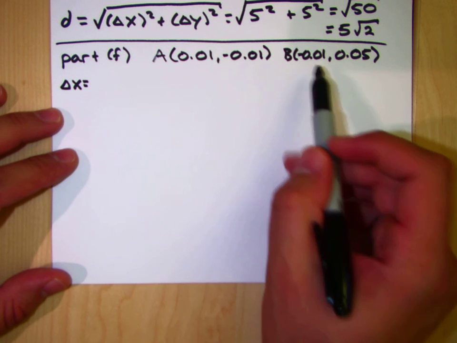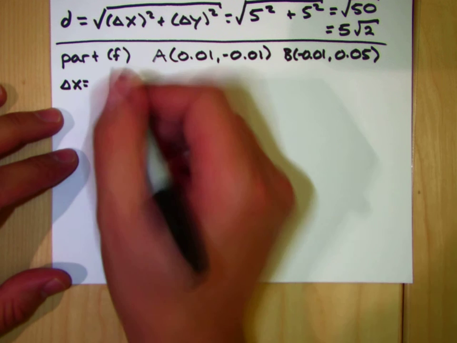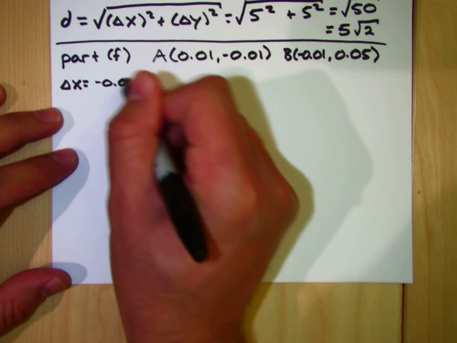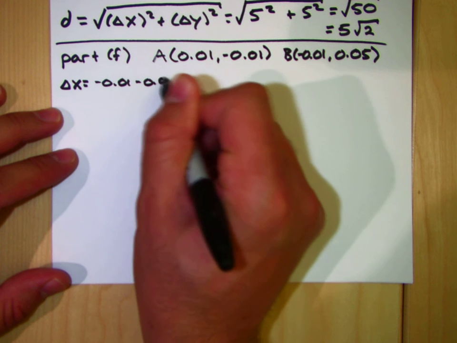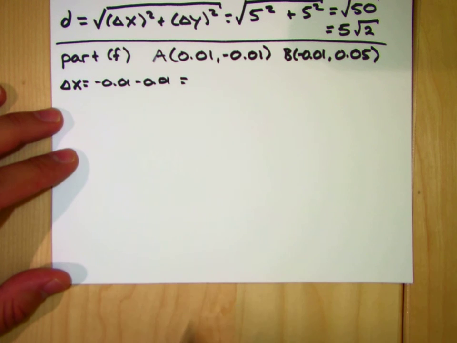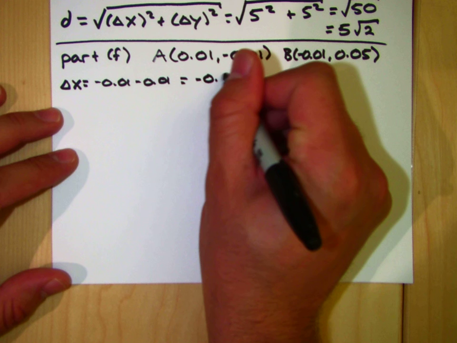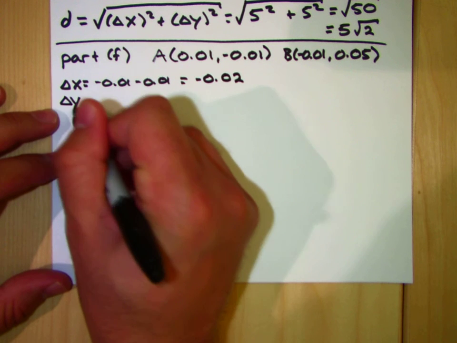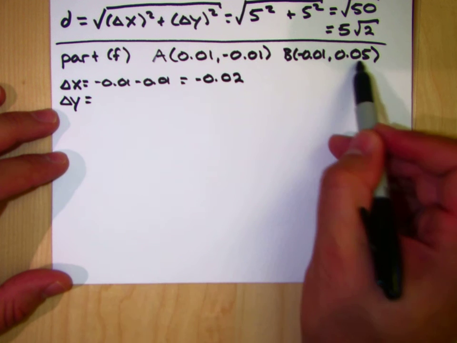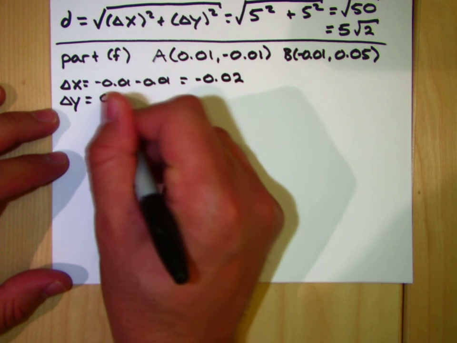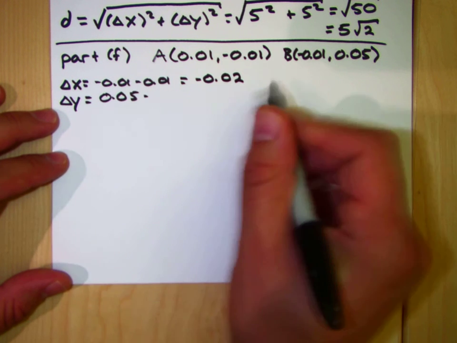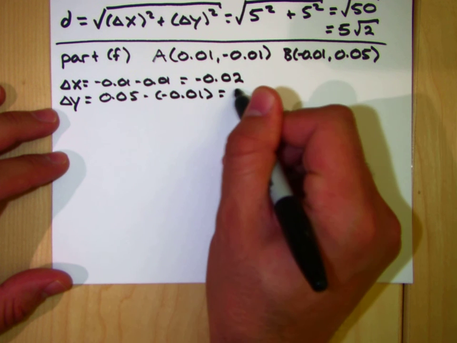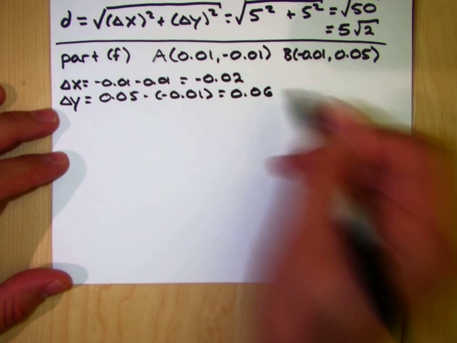is equal to x2 minus x1. So in that case, that's negative 0.01 minus 0.01, which is equal to negative 0.02. Delta y from A to B is equal to y2 minus y1, which is 0.05 minus negative 0.01, and this gives us 0.06.